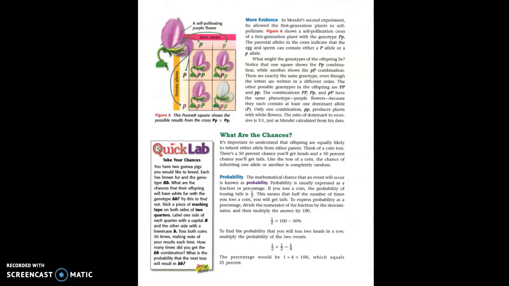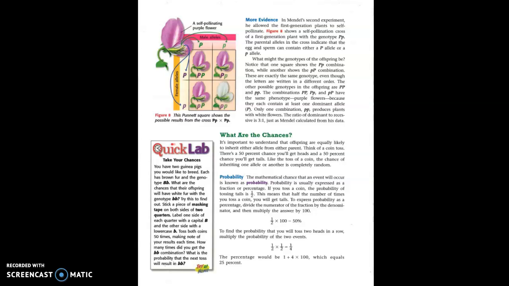More evidence. In Mendel's second experiment, he allowed the first-generation plants to self-pollinate. Figure 8 shows a self-pollination cross of a first-generation plant with the genotype big P little p. The parental alleles in the cross indicate that the egg and sperm can contain either a big P allele or a little p allele. What might the genotypes of the offspring be?